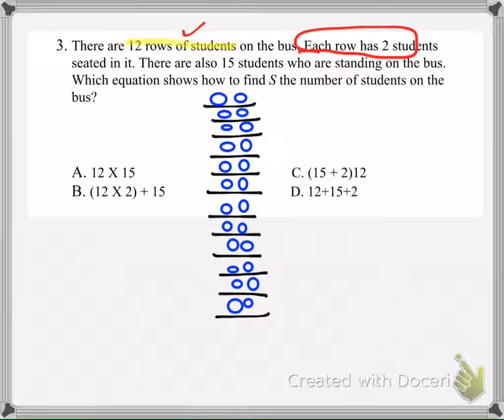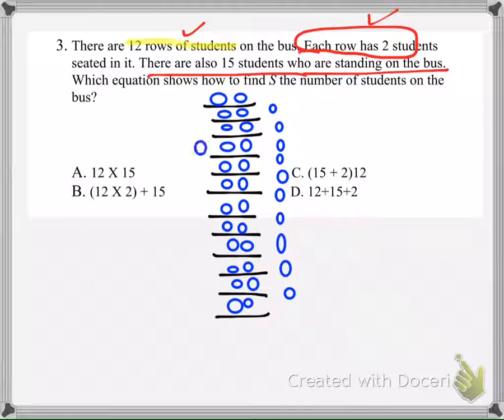Okay. The next thing that I have to talk about is the next sentence. There are also 15 students who are standing on the bus. And the question is, which equation shows how to find S, the number of students on the bus? The total number of students, it should say. So if I have 15 standing students, I'm going to draw them over here on the side. So here we go. 1, 2, 3, 4, 5, 6, 7, 8, 9, 10. I'll do the other 5 on the other side. 11, 12, 13, 14, 15. So now I have 15 students standing on the side.